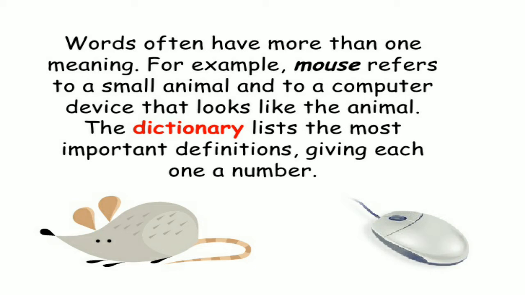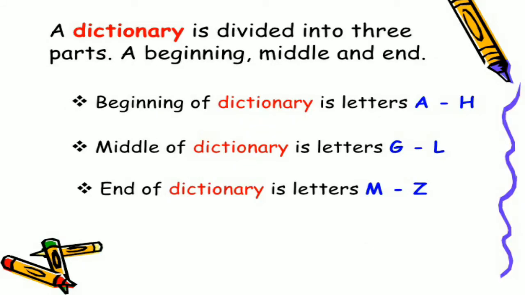So children, you all understand what a dictionary is. Now next, a dictionary is divided into three parts: beginning, middle, and end. The beginning of the dictionary is letters A to H. Then the middle of the dictionary is letters G to L, and the end of the dictionary is letters M to Z.